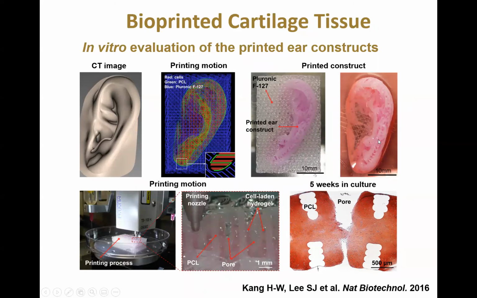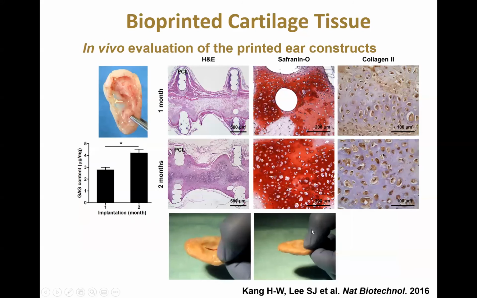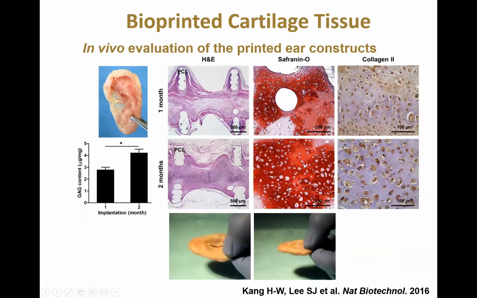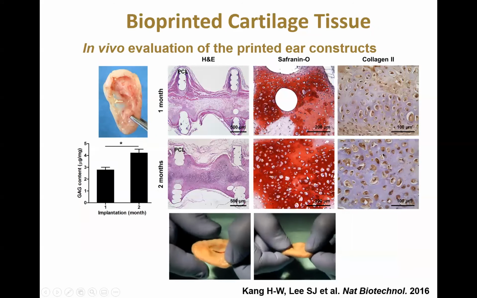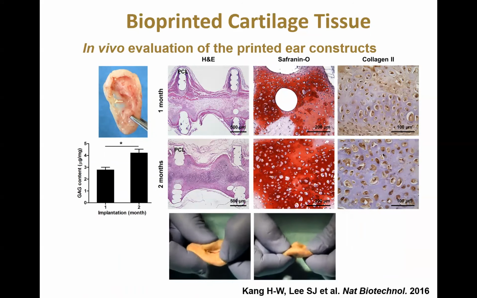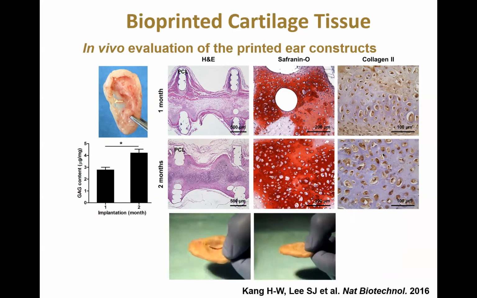ear construct there. And then after maturation in vitro, you can see it lays down a very nice collagen layer. And if you place these constructs in vivo, after 2 months, there's very nice collagen deposition within that, and the construct remains very pliable, and the cells are still viable.